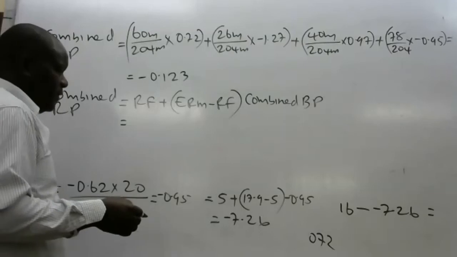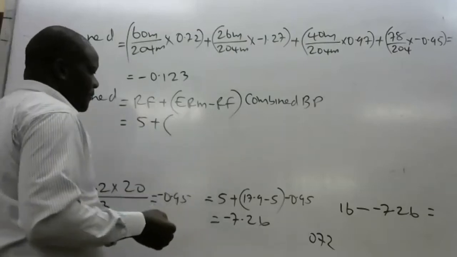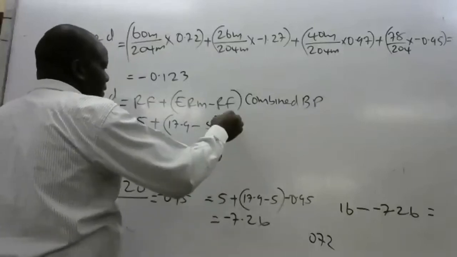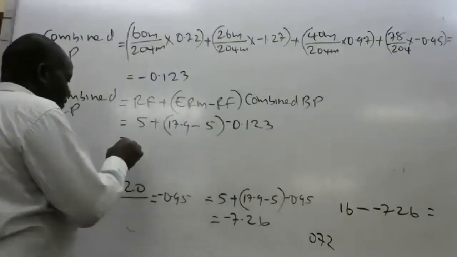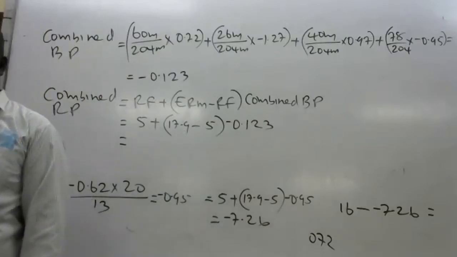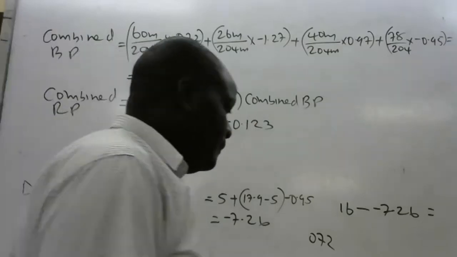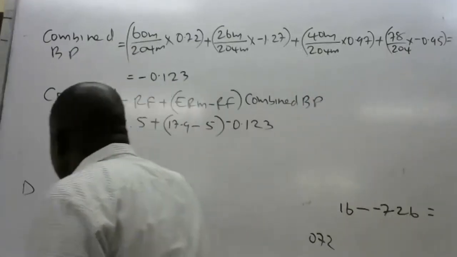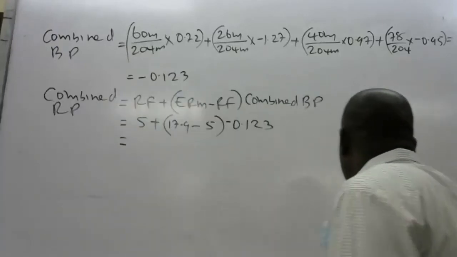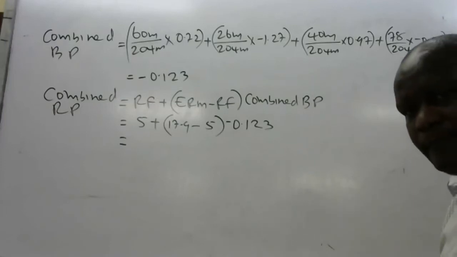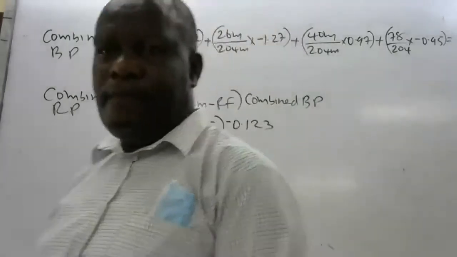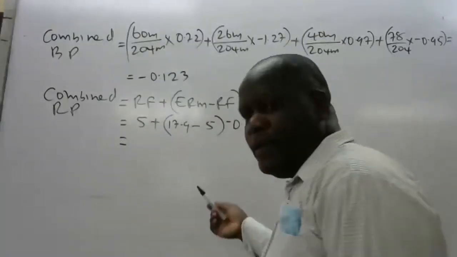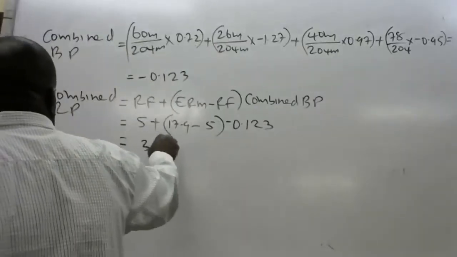Risk-free rate is 5. Then expected return for the market is 17.9, also minus 5, then multiplied by negative 0.123. So compute them and see what we should be able to get. So 3.413. We are getting a figure of 3.413.